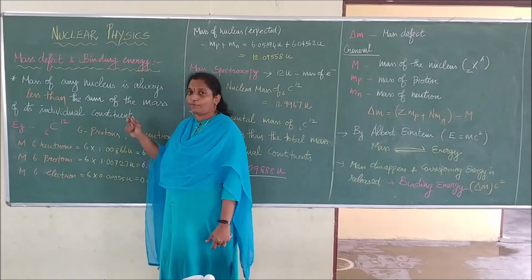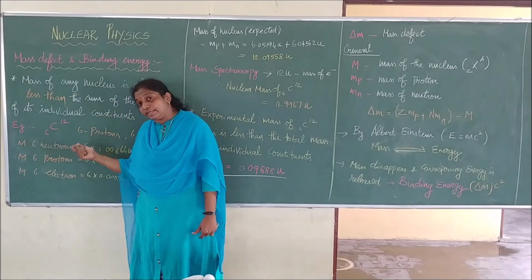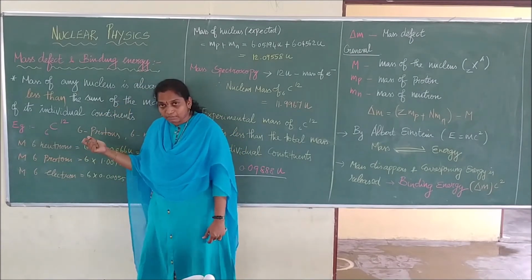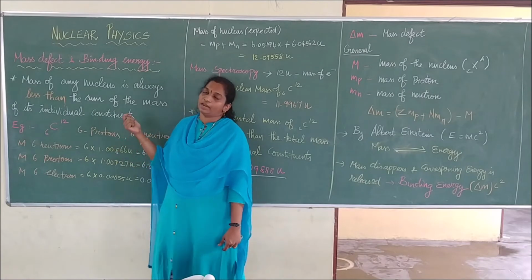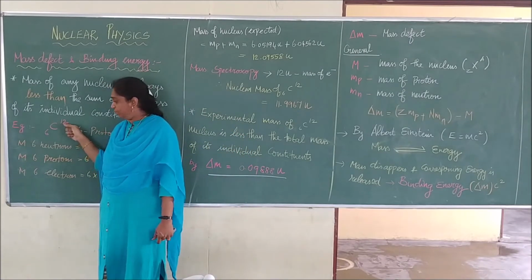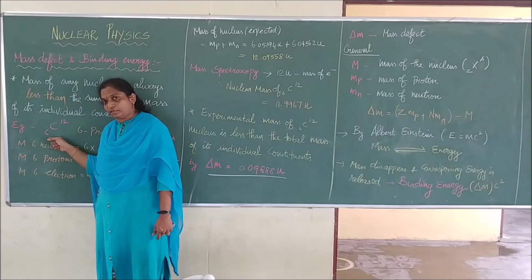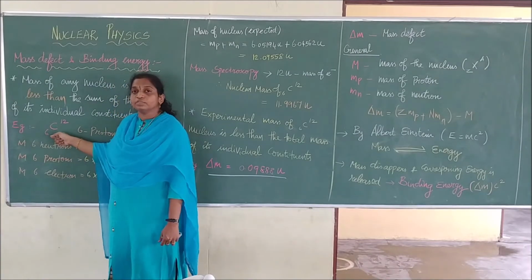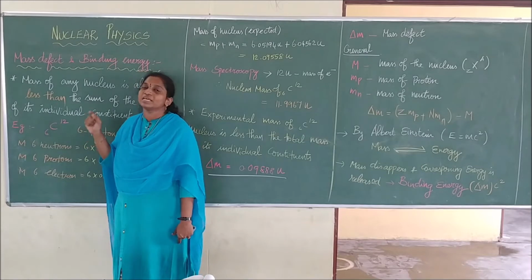Carbon atom, how many protons does it have? We already learned how to represent a mass number, an atomic number, and the mass of a proton. This is the mass number, and this is the atomic number. The atomic number gives the number of protons and the number of electrons.